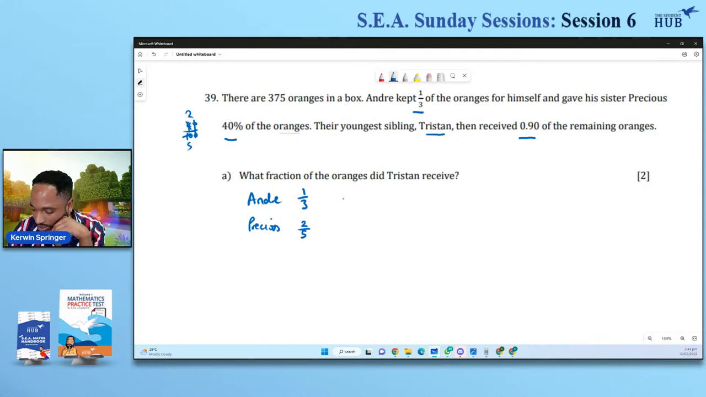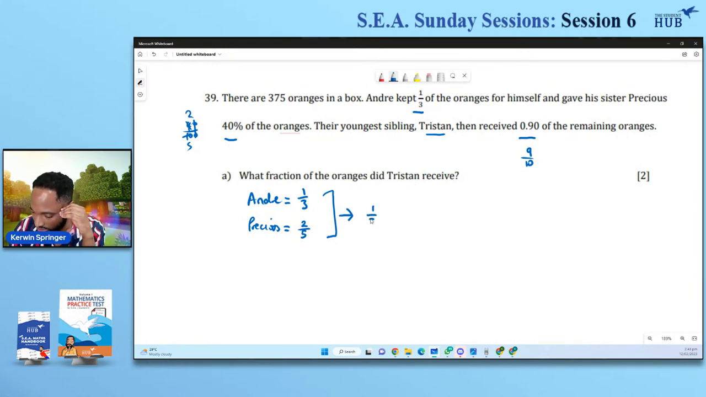We're going good. 2/5 went to Precious. 1/3 went to Andre. Youngest sibling, Tristan, then received 0.90, which is the same as 9 over 10 of the remaining. Let's find the remaining. So altogether, how much went to Andre and Precious?